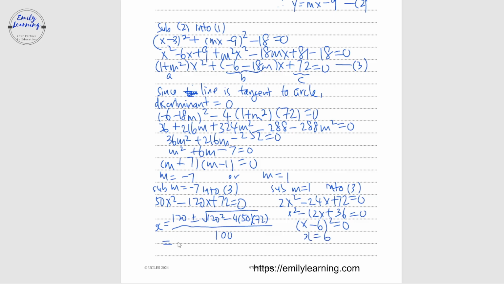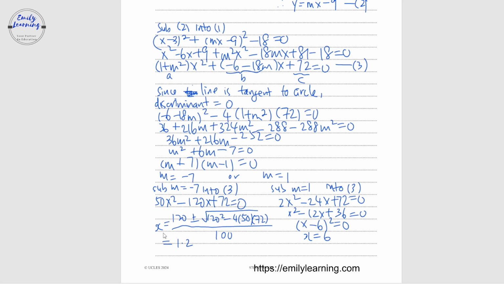For this one here, I will have 120 over the square root part. Oh, it's basically, because this part, if you type it into a calculator, is 0. So it's basically 120 over 100, which is 1.2.